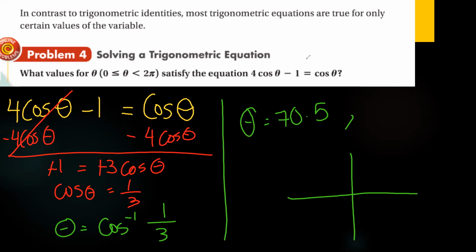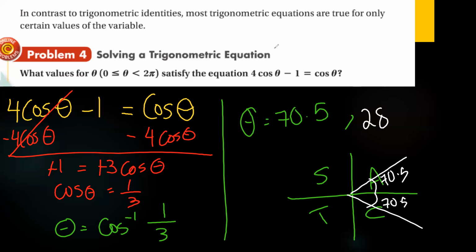In the unit circle, we know that only in the first and the fourth quadrant the cosine is positive. So that means if it is here 70.5 from the nearest x-axis, one of the angles is 70.5 and the second one will be 360 minus 70.5, which is 289.4 degrees. Now I want the answer in degrees.